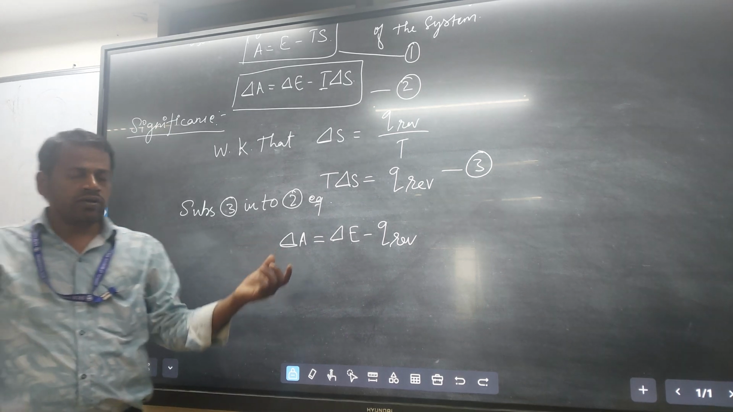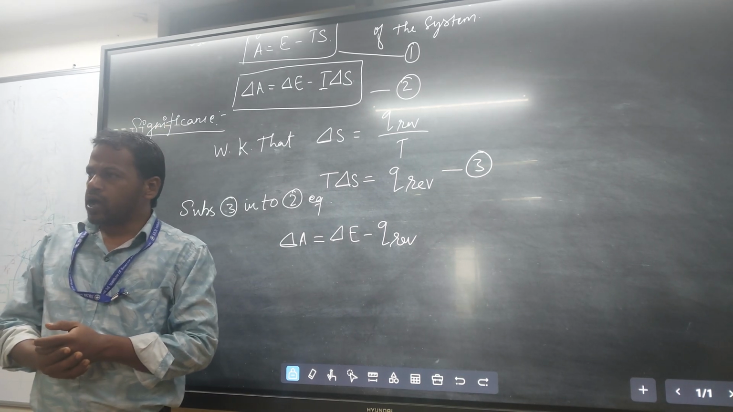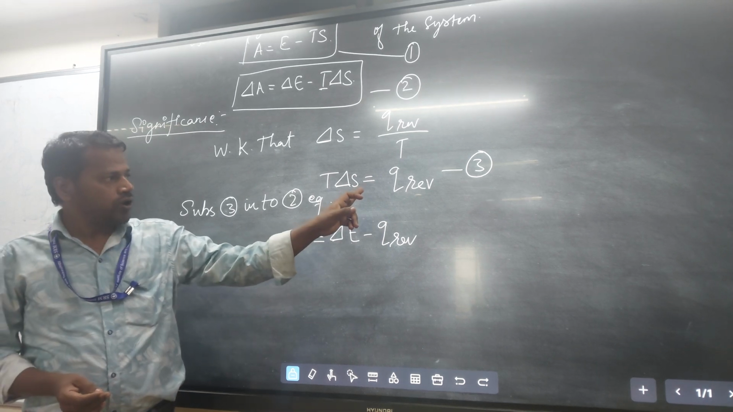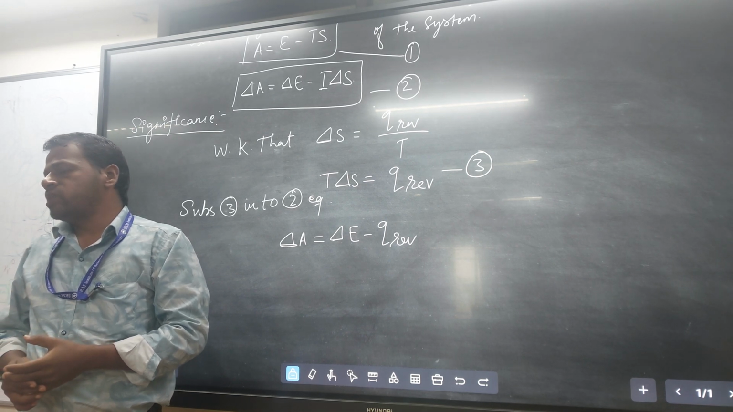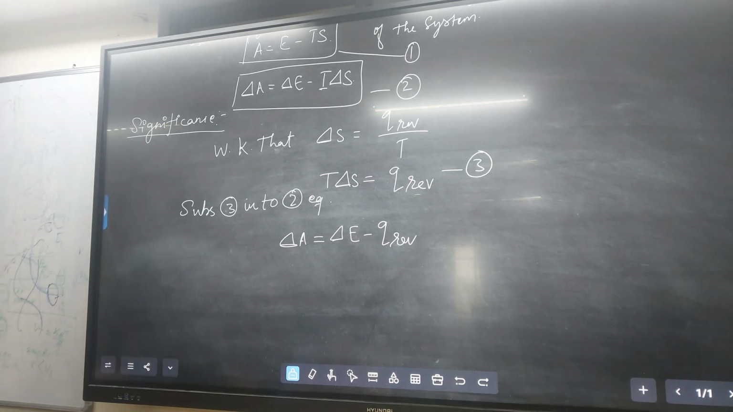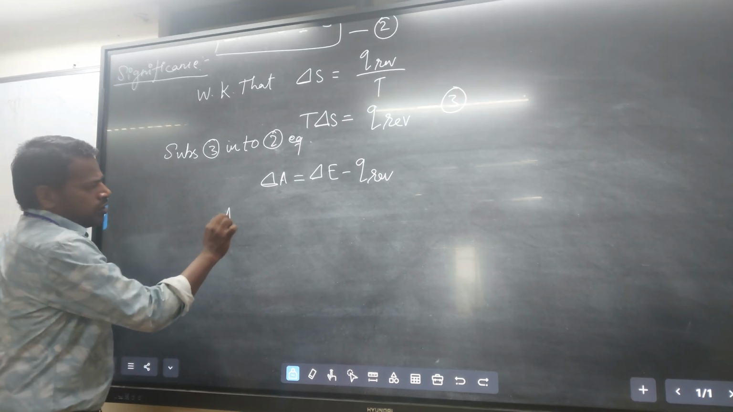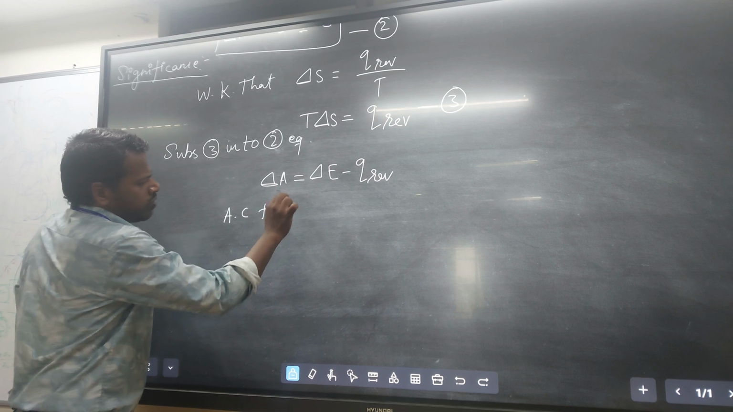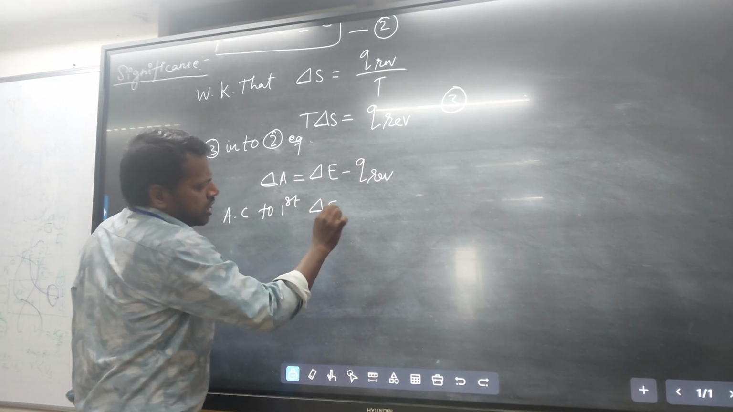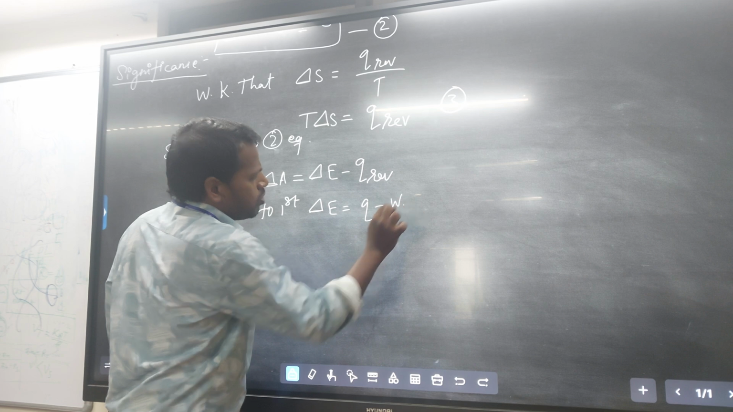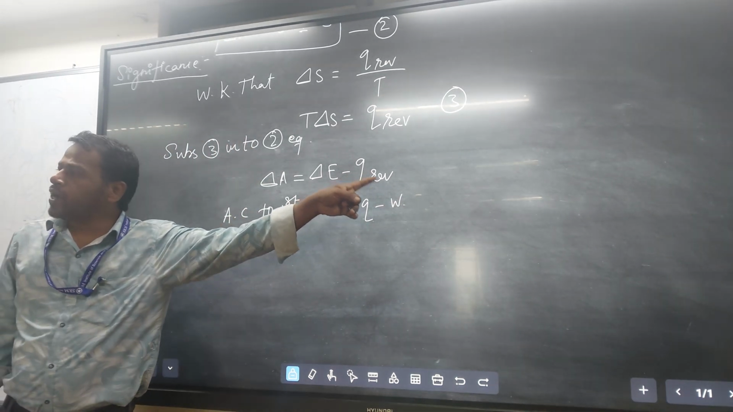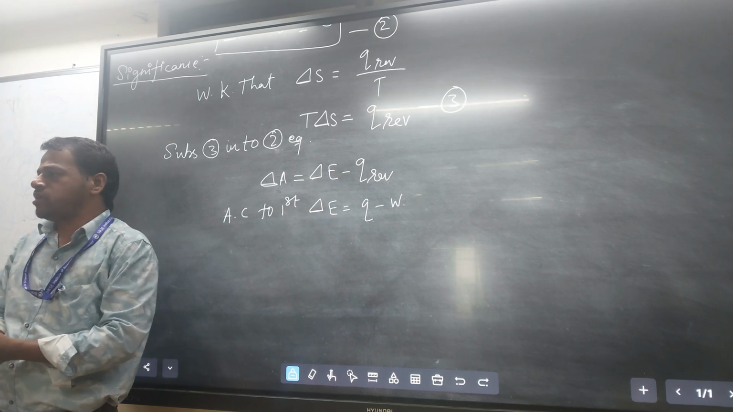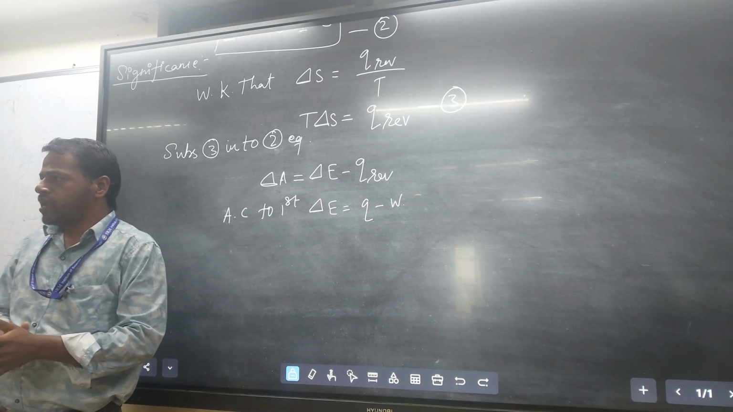Right? Up to this, any doubt? Again, here you are substituting the entropy changes. What does the first law of thermodynamics say? According to the first law, delta E equals Q minus W. That is the amount of energy you supply to the system minus the work done by the system. That is the change in internal energy, right?